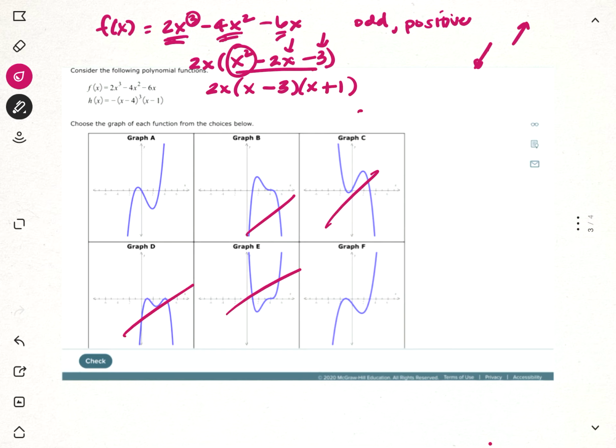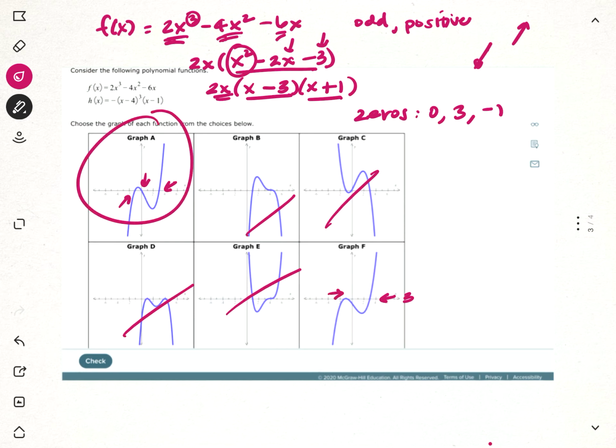Now checking here for our zeros. Now that it's factored, 2 times 0 is 0, 3 minus 3 is 0, negative 1 plus 1 is 0. So between these two choices that we have left, we're looking for which one has zeros at 0, 3, and negative 1. This one has 0, 3, negative 1. Good, let's check this one. This one has it at 3 and negative 1, but not at 0. So we know that graph A is our selection.